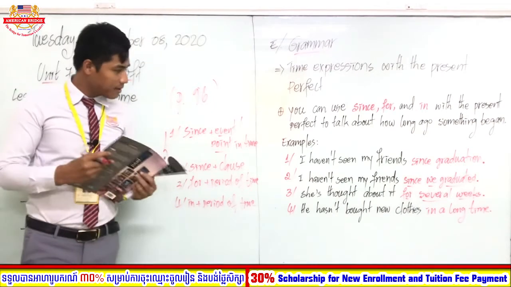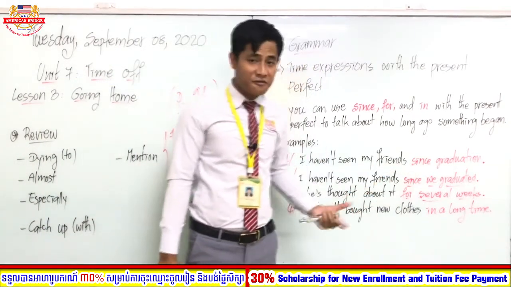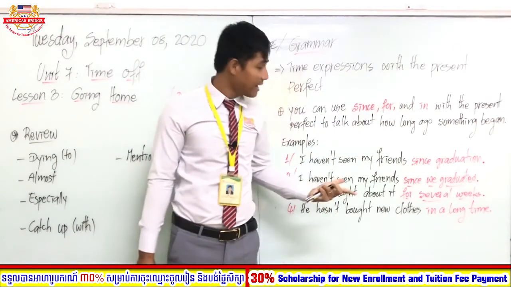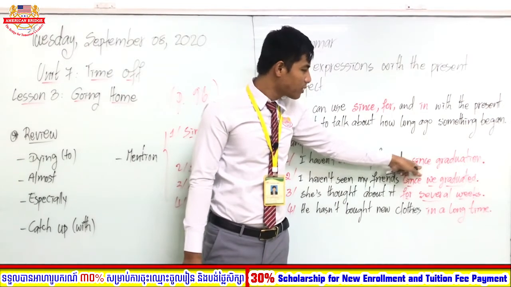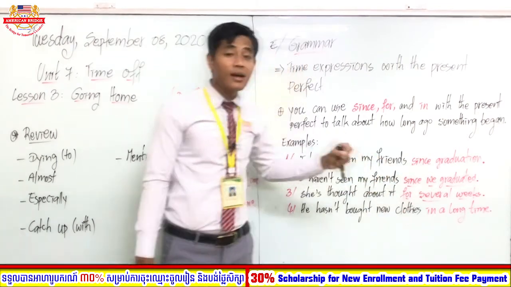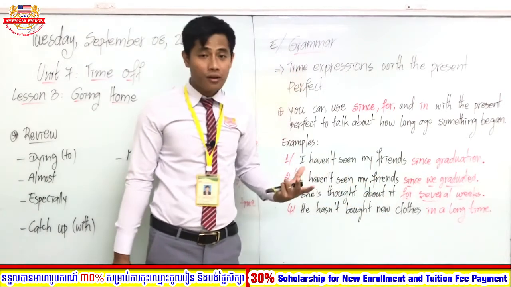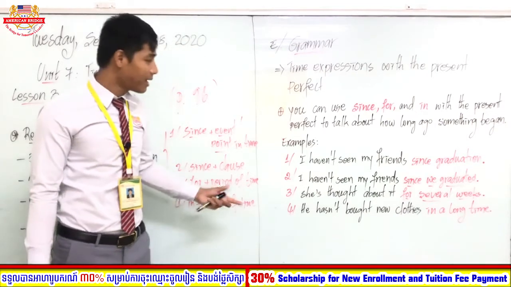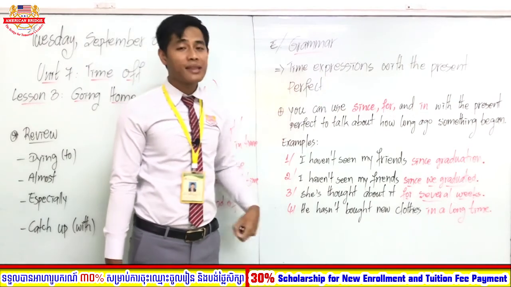All right, students. These are the time expressions in present perfect. We use since, for, and in. Since is used with events and also with points in time, for is used to talk about periods of time, and in is also used to talk about periods of time. So these are the time expressions that we use with present perfect.